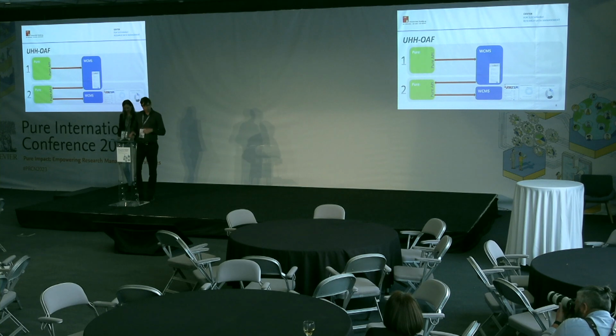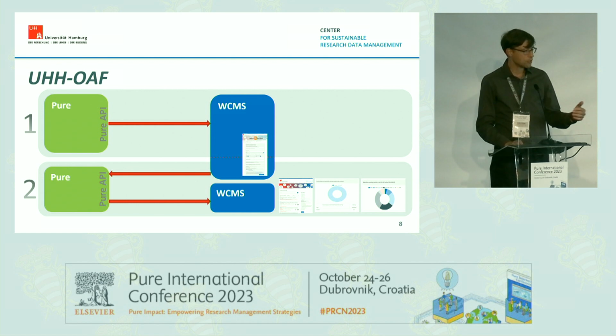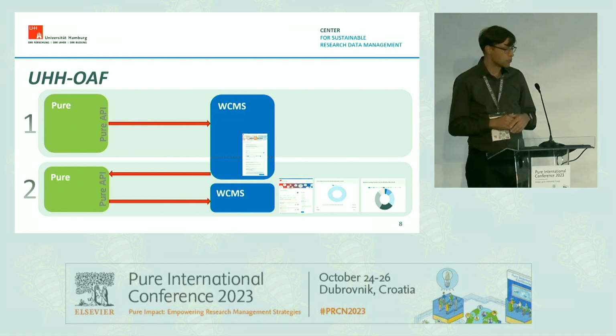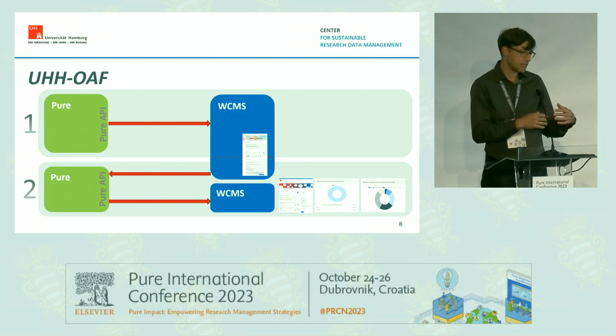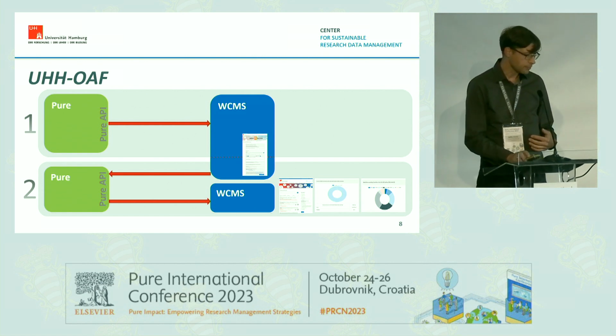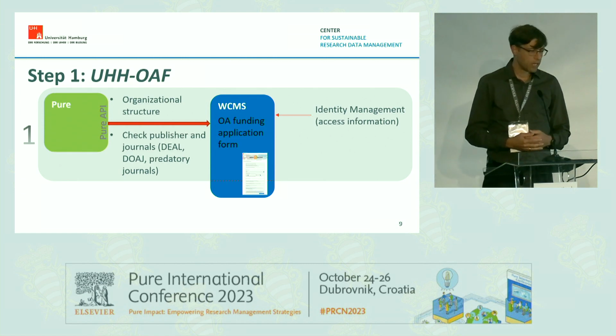So the process of our internal funding includes 2 steps, and as you can see here, the data flows from Pure to the web content management system in blue, and vice versa, and at the end it flows again to the web content management system, and the results are presented. So Pure acts twice as a source of information, also for processing information. I jump into step 1.